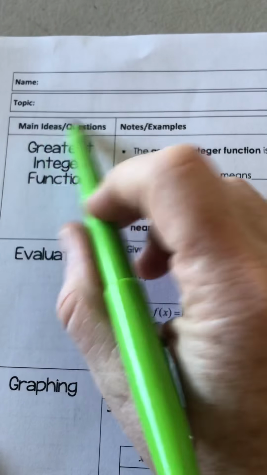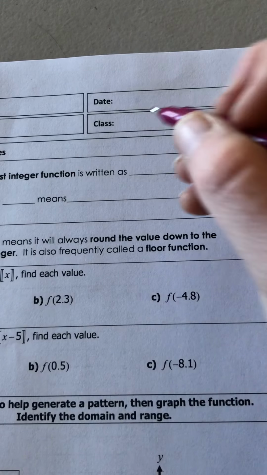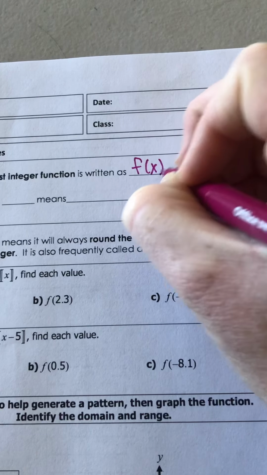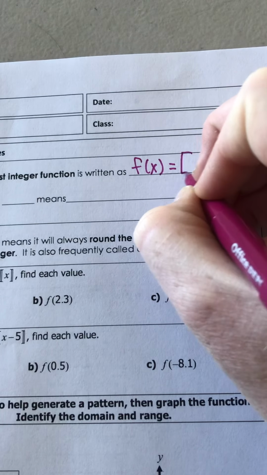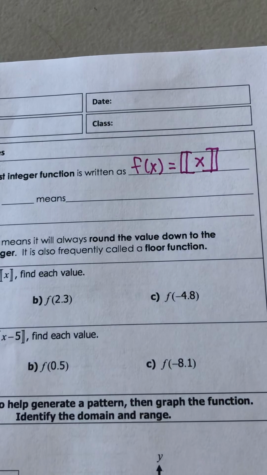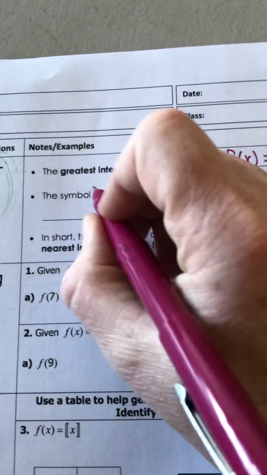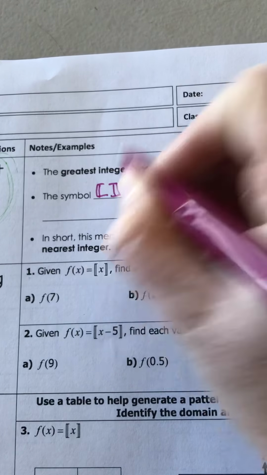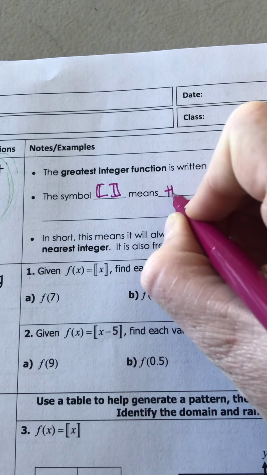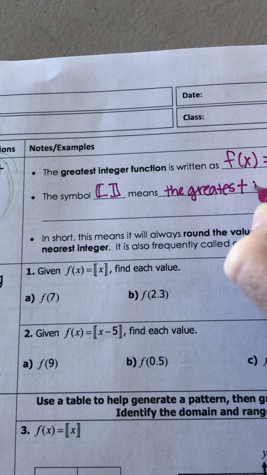What is the greatest integer function? That's your topic. The greatest integer function is written as f of x equals a double bracket x. All right? F of x equals double bracket x. The symbol, this double bracket, means the greatest integer.